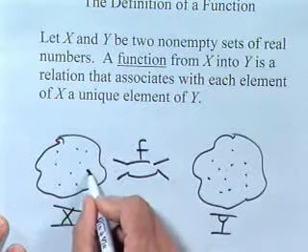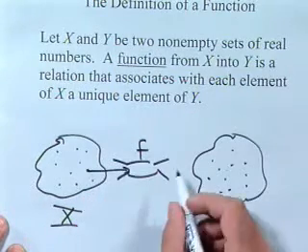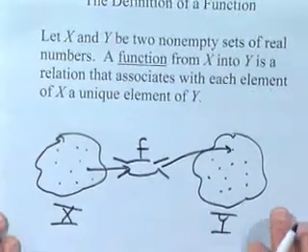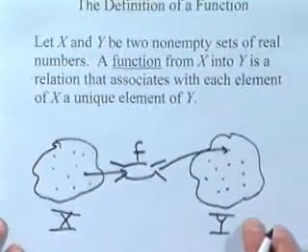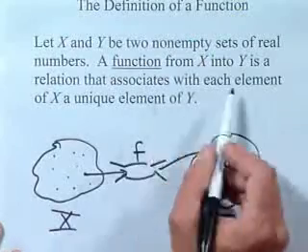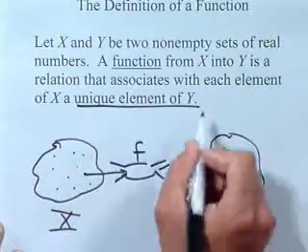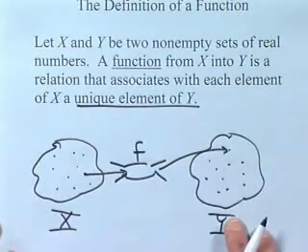Numbers will go into our function f, okay? And then it will associate to exactly one number over in y, okay? So the biggest thing we have to remember about a function is that for each element in x, there is a unique element of y assigned to it, okay?